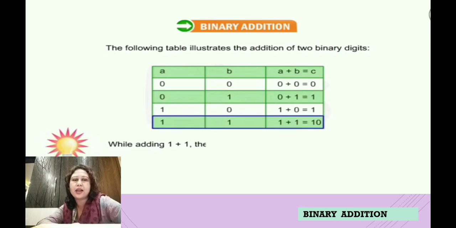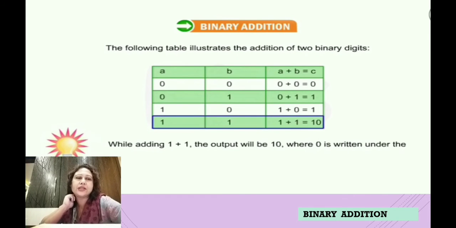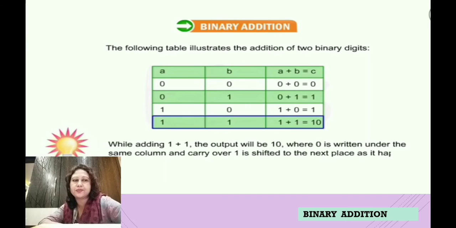So while adding 1 and 1, the output will be 10, where 0 is written under the same column and carry over 1 is shifted to the next place, as it happens in decimal number addition.